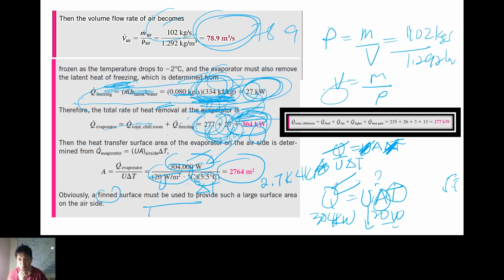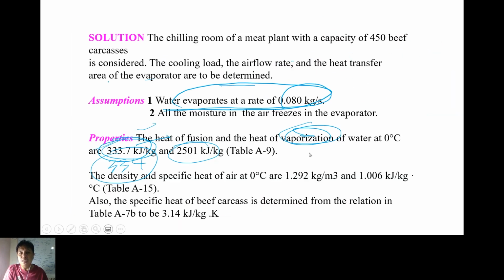Yung tubo ng evaporator, babalutin natin ng mga metal. Ang tawag doon ay fin, ang plural ay fins. Sabi diyan, a finned surface must be used to provide such a large surface area. Kailangan ng ganitong area, gagamit ka ng mga finned tubes para ma-perform mo tong ganitong system. Napapalamigin niya yung beef, yung carcasses na 10 oras at ganitong mga kilo. Yan yung isang paraan para maka-compute ng cooling load sa chiller or sa evaporator.